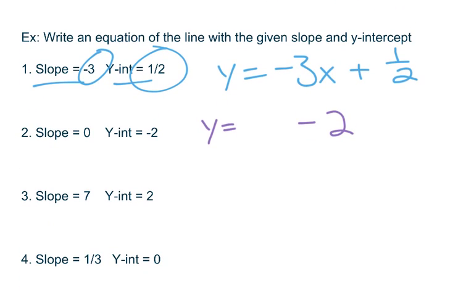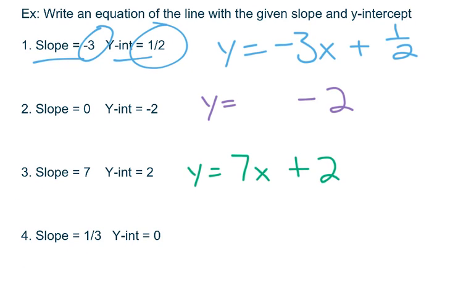Number 3, a slope of 7 and a y-intercept of 2. So that's going to be y equals, my slope is 7x, my y-intercept is 2, so that's plus 2. That's your answer for number 3. And then for number 4, we're starting in slope-intercept form, y equals, the slope is 1/3 x, and then the y-intercept is 0. Now, if I take something and add 0 to it, that's not going to change. If your y-intercept is 0, you don't need to write it. Anything with 0, you don't need to write. So y equals 1/3 x, and that would be your answer for number 4.